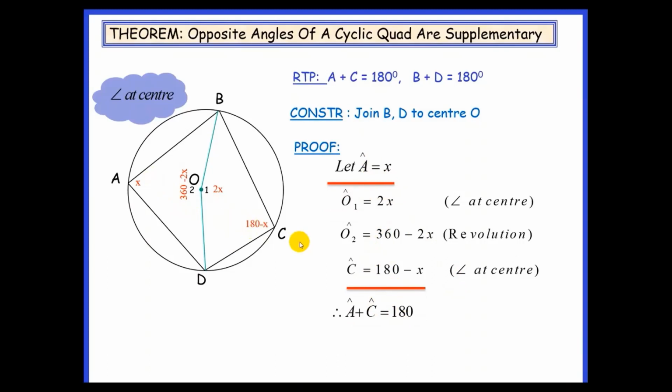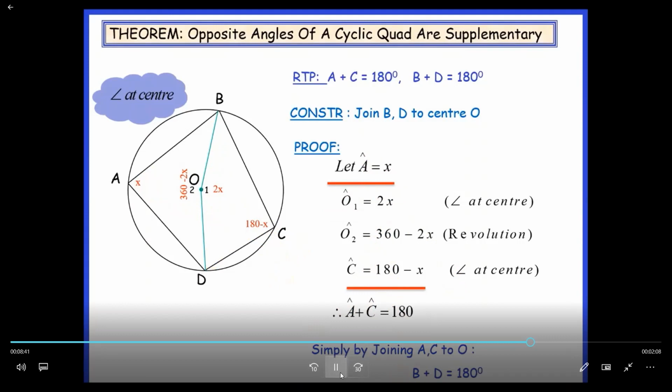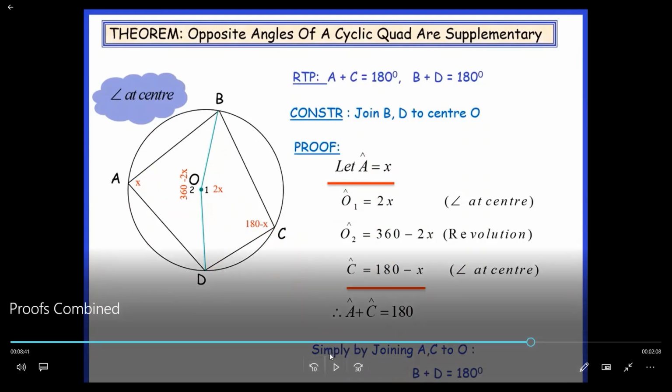Now, in the same way, by joining A to O and C to O, we can prove that B plus D is equal to 180 degrees. Thank you. Okay, that word here should not be simply, it should be similarly. Similarly, in other words, in the same way, if we join A to O to C, then we will get B plus D equal to 180. So very important now construction to state that we're joining B and D to the center O.